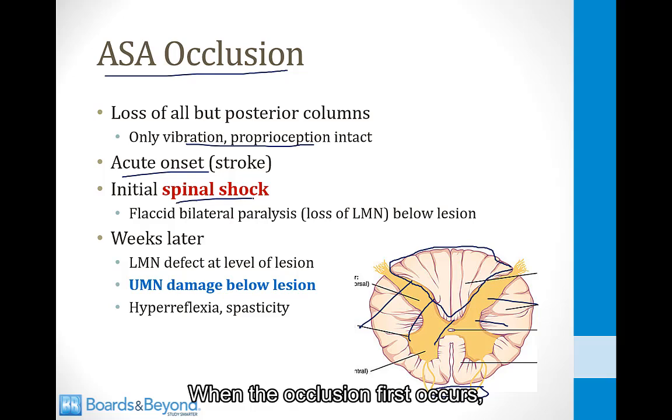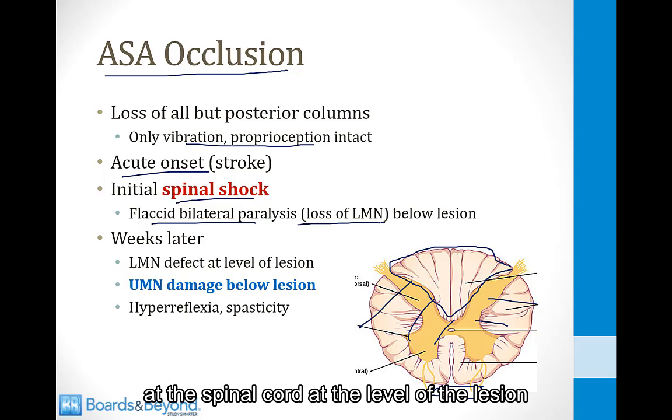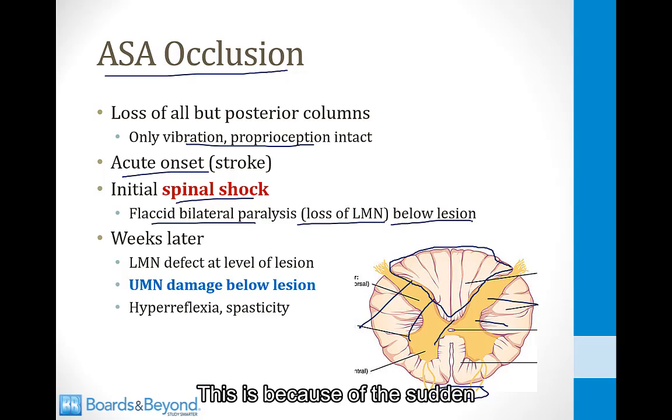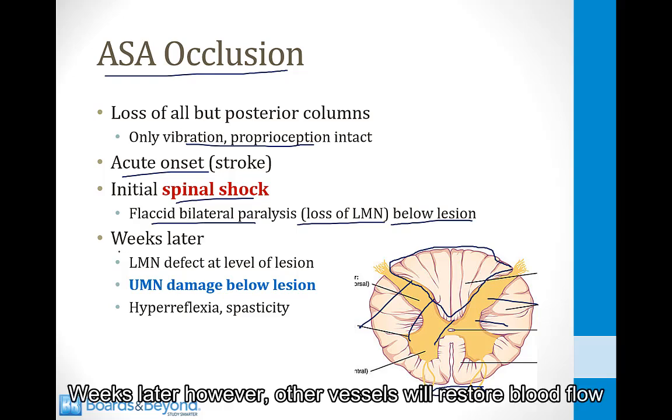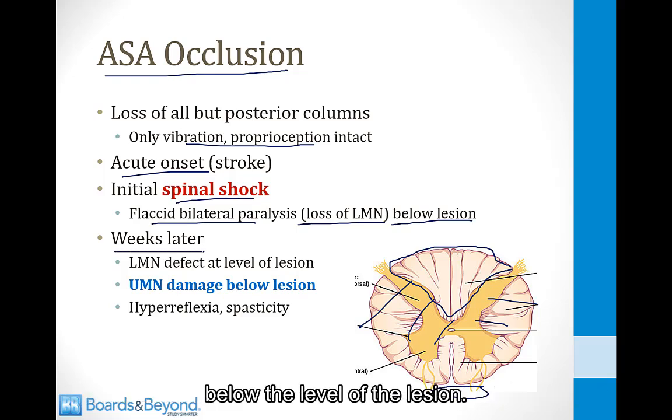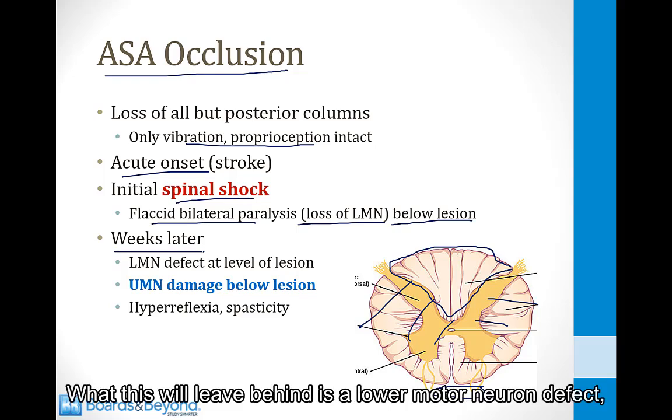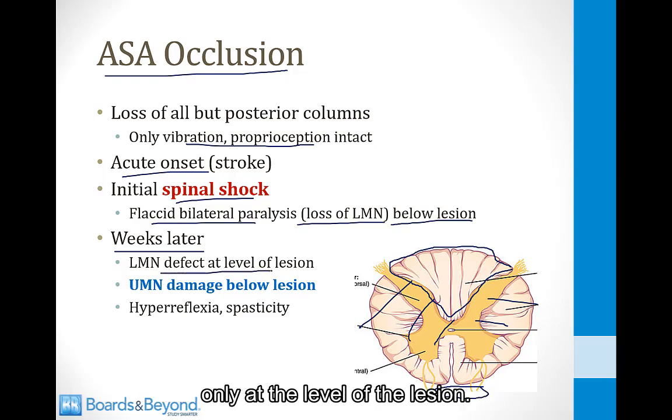When the occlusion first occurs, there will be flaccid bilateral paralysis from loss of lower motor neurons at the spinal cord at the level of the lesion and all levels below the lesion. This is because of the sudden and abrupt decline in blood flow from the anterior spinal artery. Weeks later, however, other vessels will restore blood flow below the level of the lesion. What this will leave behind is a lower motor neuron defect only at the level of the lesion.